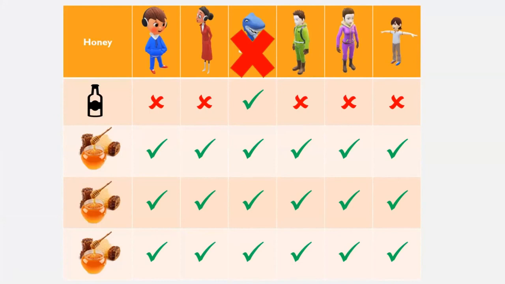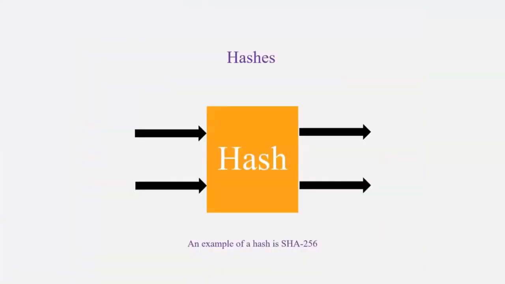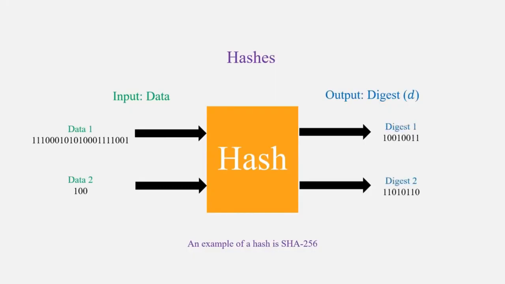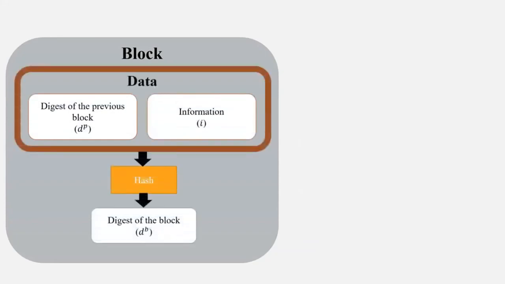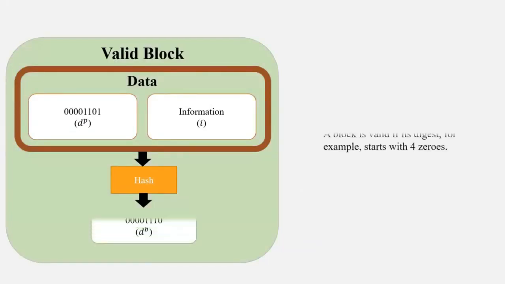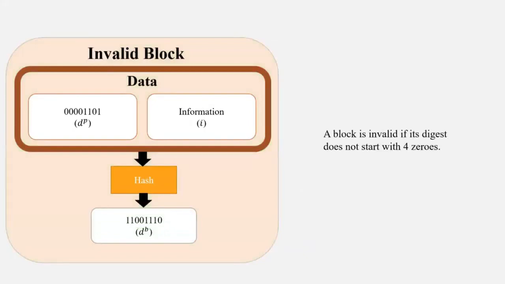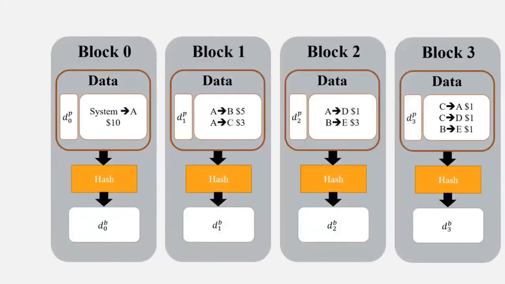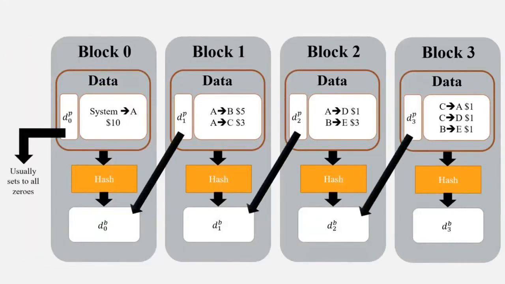First, let us discuss hashes. Hashes are functions that take an input of arbitrary length of data, and as an output, give a digest of that data of a specific size. A block is made up of the previous digest, information, and a digest of the block whose data is as shown in the figure. We say a block is valid if, for example, its digest starts with 4 zeros. Otherwise, it is invalid. A blockchain is a series of blocks that are linked together.